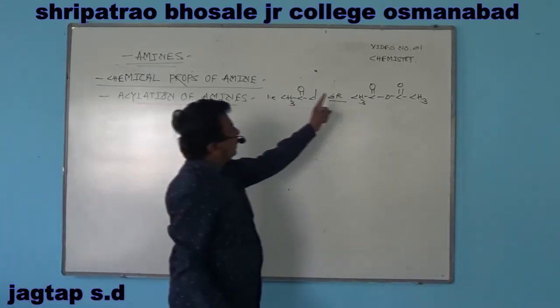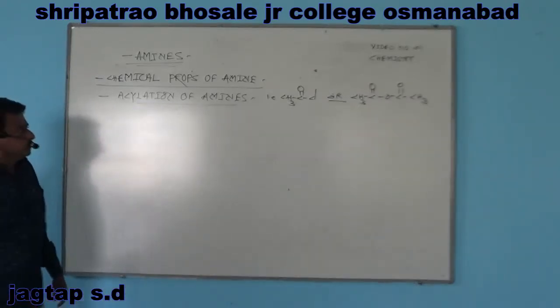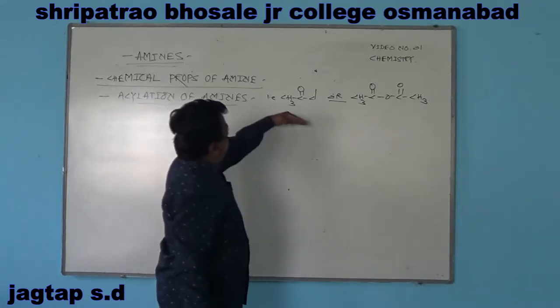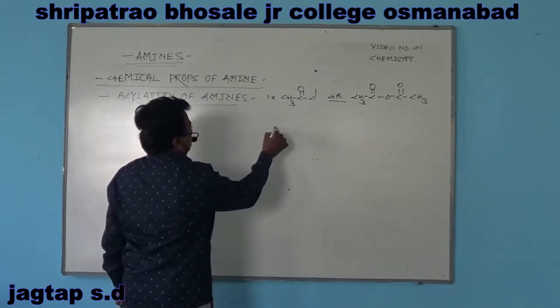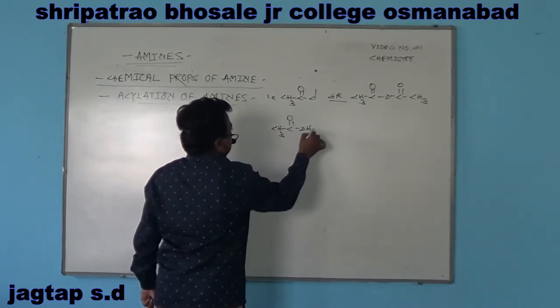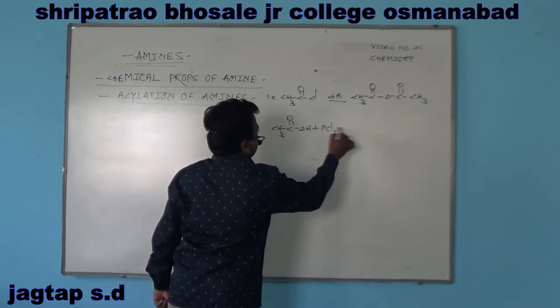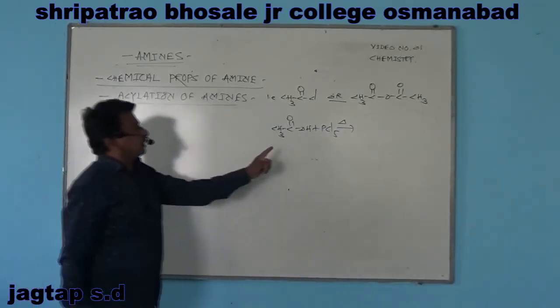Both acetyl chloride and acetic anhydride are prepared from acetic acid. How is acetyl chloride prepared from acetic acid? See here. Acetic acid is refluxed with PCl5, phosphorus pentachloride.